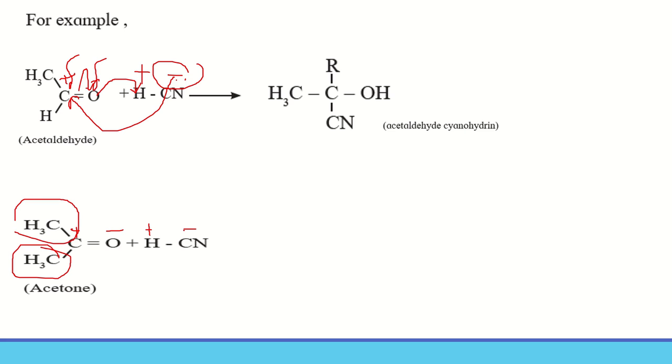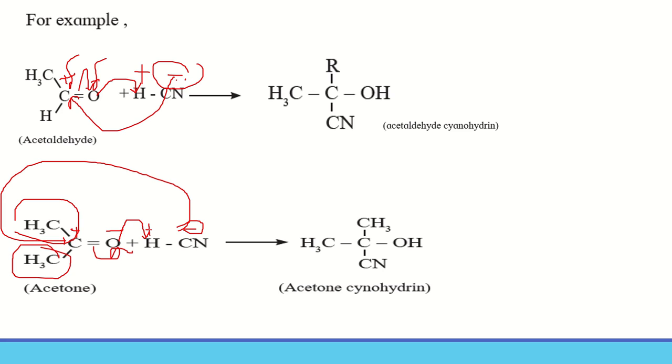Hence, this cyanide approaches from the backside of the carbonyl carbon. A pi electron shifts again towards the oxygen. Oxygen donates the electron to the hydrogen. It gives the acetone cyanohydrin. I hope this topic will be clear to you.